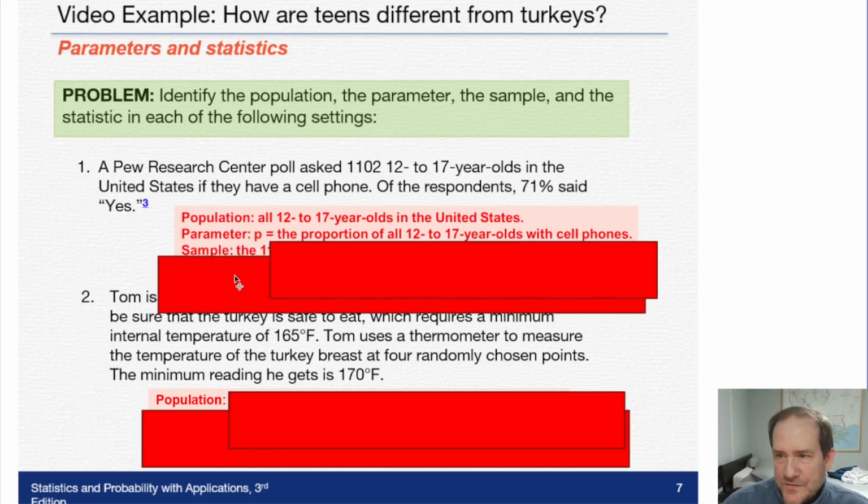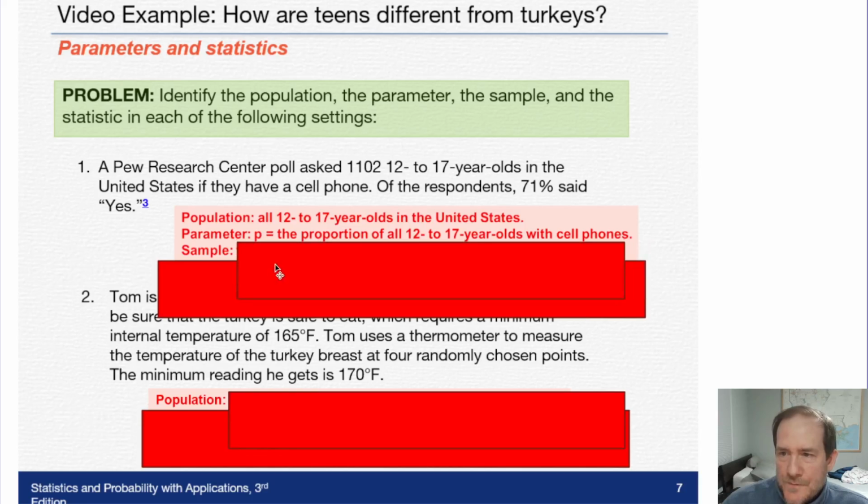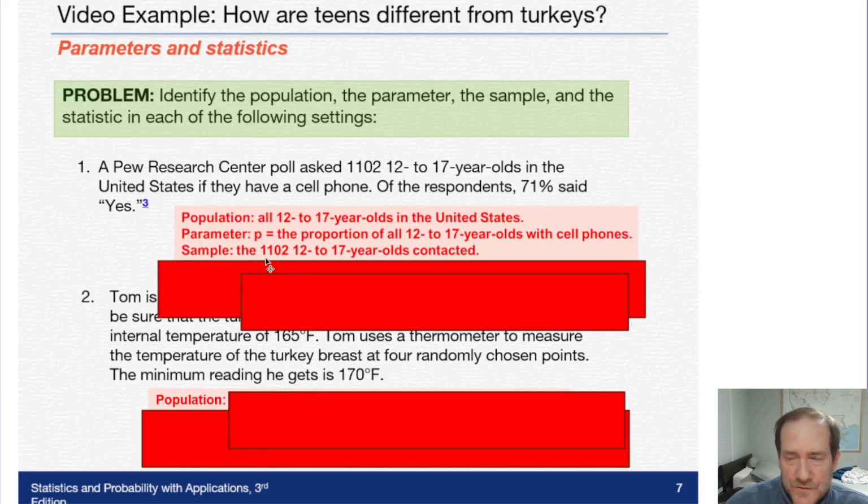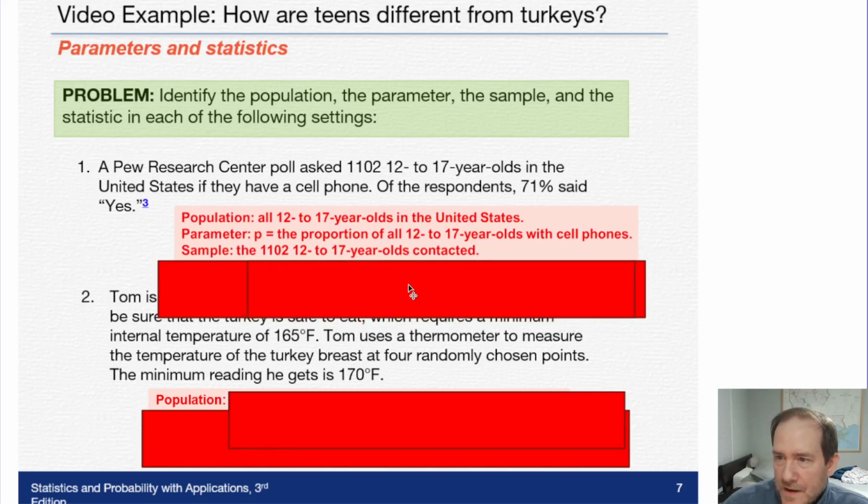Okay, so now describing the sample in words. It's going to be language virtually the exact same as the population, but this time you're going to actually say how many were chosen at a time. Other than that, it should feel very similar. So the sample is going to become the 1,102 12 to 17-year-olds contacted. Contacted by who? The Pew Research Center. You don't need to include that, I guess. But who contacted them? The Pew Research Center.